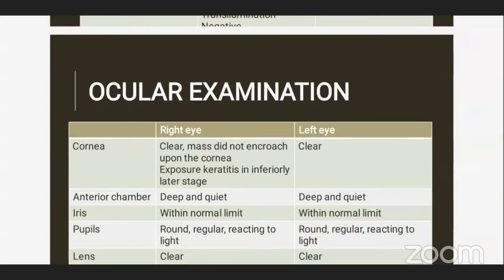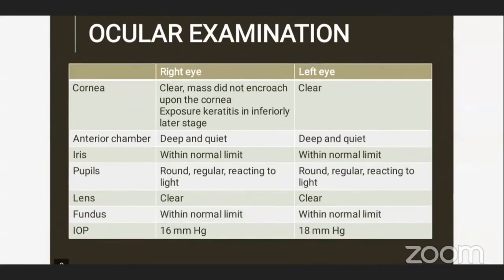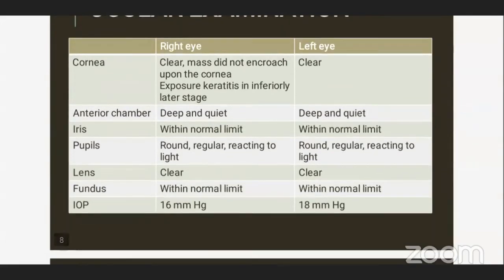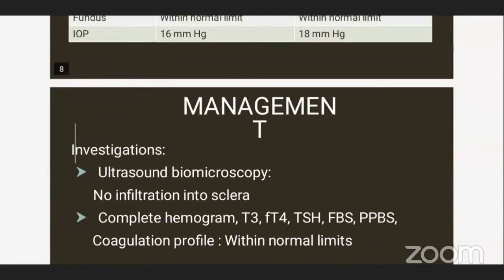Cornea was initially clear. The mass did not encroach upon the cornea. However, in the later stages, there was incidental exposure keratitis. The other aspects of the examination were within normal limits, with intraocular pressures of 16 mm and 18 mm respectively.